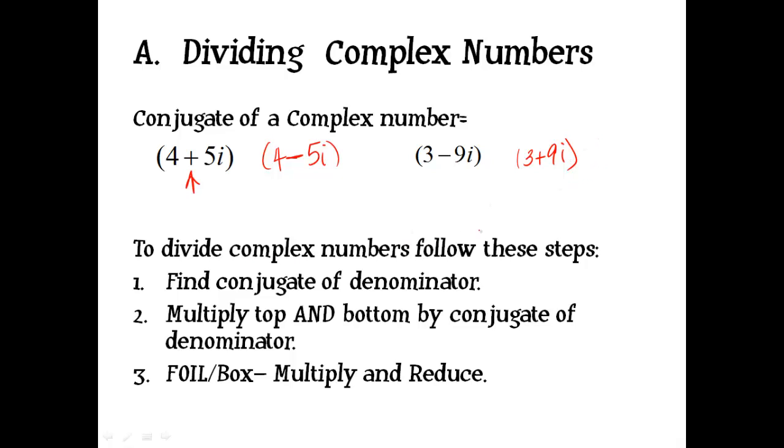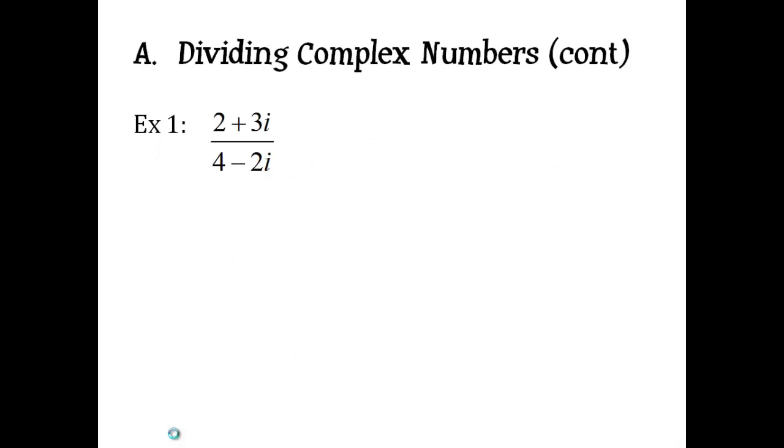So to divide complex numbers, you have to follow these steps. First, find the conjugate of the denominator, just the denominator, like I just showed you. Then you're going to multiply the top and the bottom by the conjugate of the denominator. Then you would FOIL or box, you would multiply the two, and then reduce. Okay, so same steps, we're just going to do that on these examples.